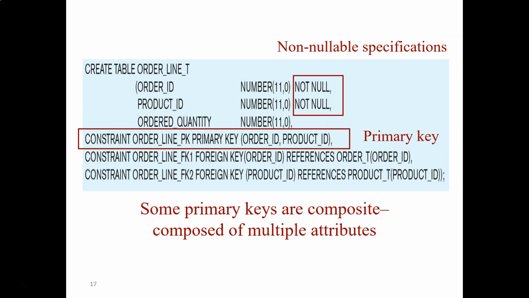Now let's look at how composite primary keys are defined in the CREATE TABLE command. This command defines the structure of the order line table, which has the composite primary key of both order ID and product ID. As you can see, for composite primary keys, you simply include all the attributes within the parentheses in the primary key constraint statement.